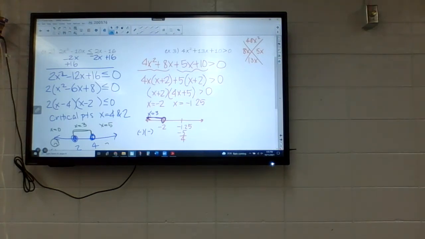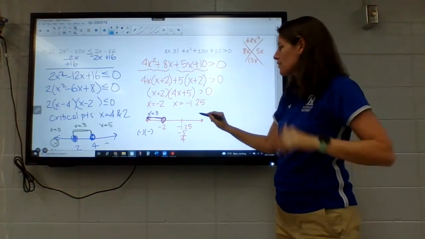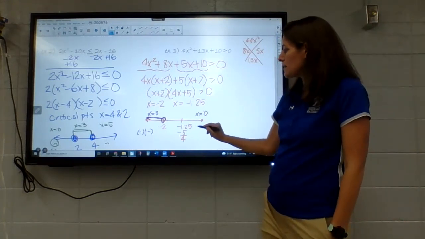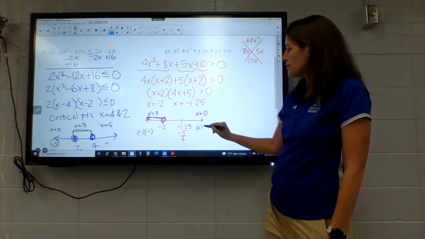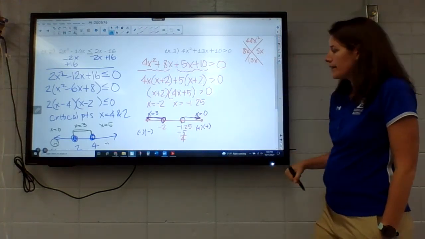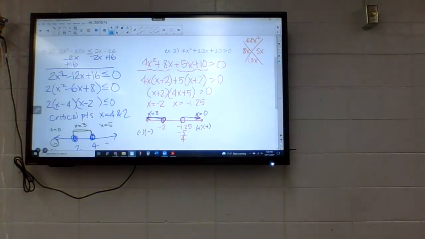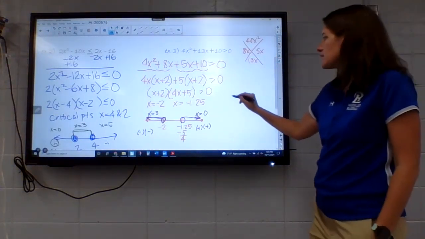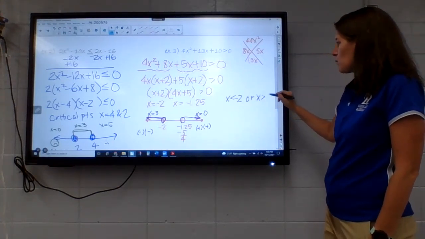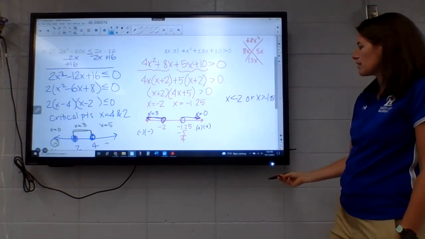Now, you might be able to do a little bit of guessing. You're going to notice there's patterns here. Typically either the outsides work or the middle works. So maybe I'm just going to check this other side. So let's check 0 over here. This will be +2. This will be +5. So that also works. You could go ahead and try that middle. It's not going to work. So we're probably pretty safe to say x has to be less than -2 or x is greater than -1.25 or -5/4.